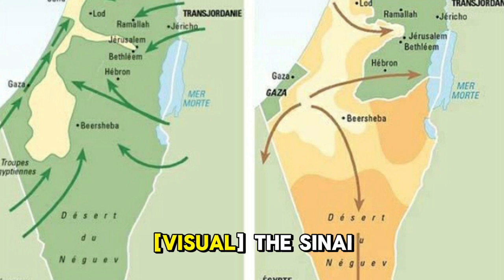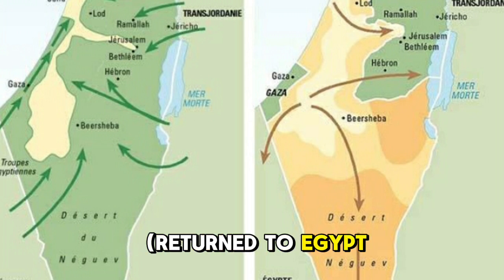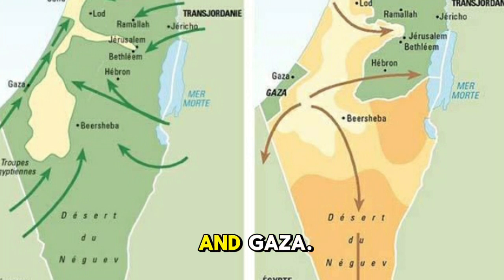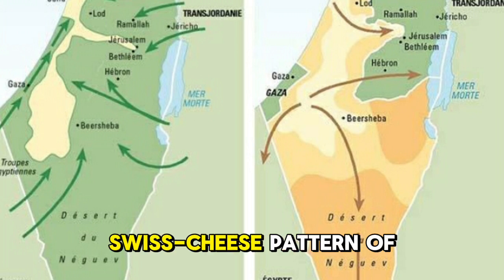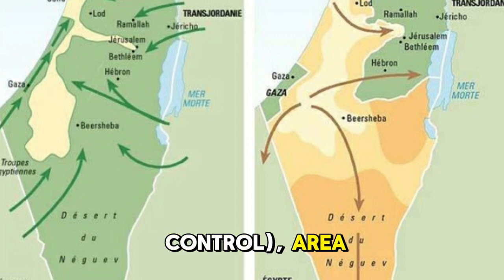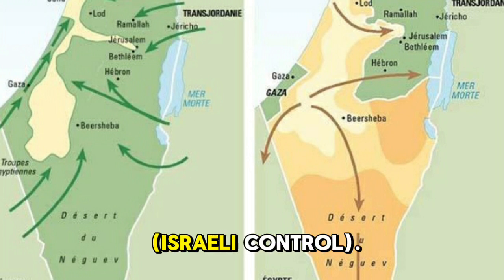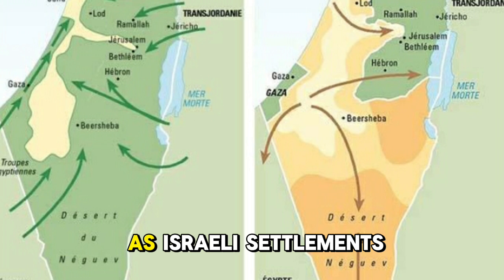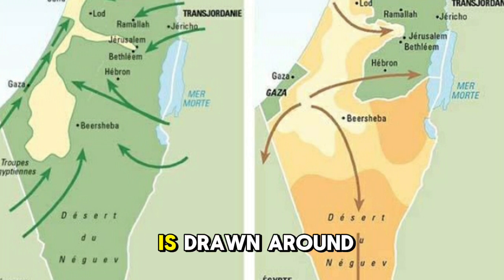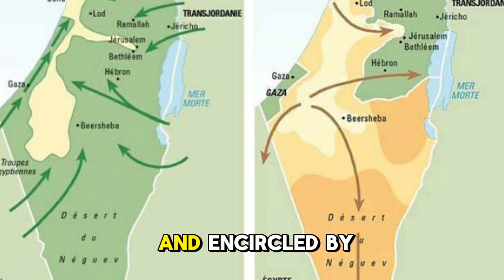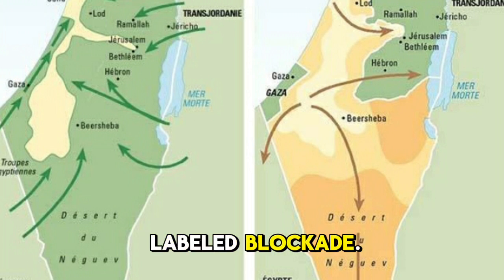Chapter 5. The Oslo Accords and the fragmented present. 1993 to present. Visual. The Sinai Peninsula fades out, returned to Egypt in 1979. The camera zooms in closely on the West Bank and Gaza. Animation. The West Bank is divided into a complex Swiss cheese pattern of three colors labeled Area A, Palestinian control, Area B, shared control, and Area C, Israeli control. Small dots spread across Area C, labeled as Israeli settlements. A thick line is drawn around the West Bank border, labeled the separation barrier. Gaza is highlighted and encircled by a red border labeled blockade.